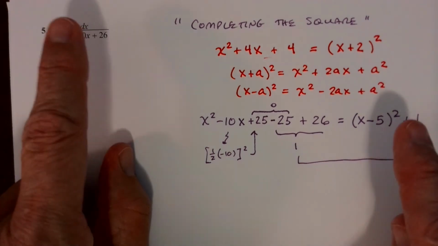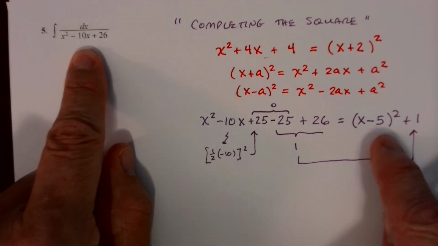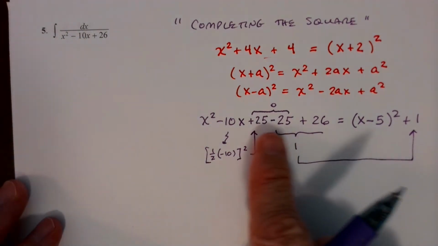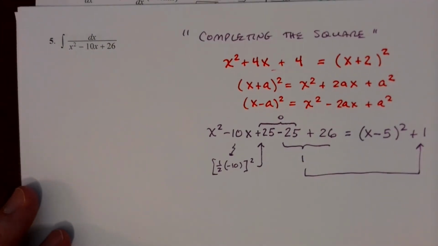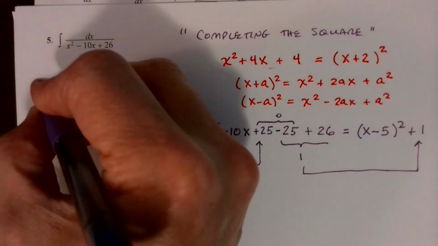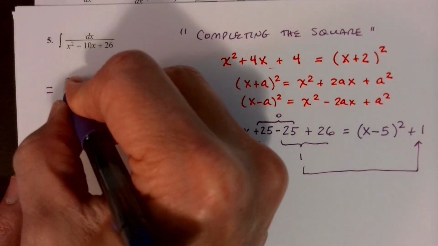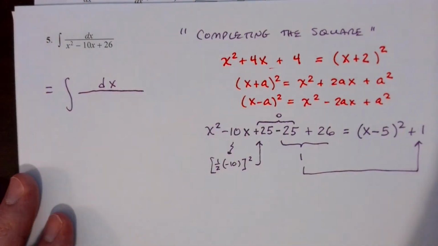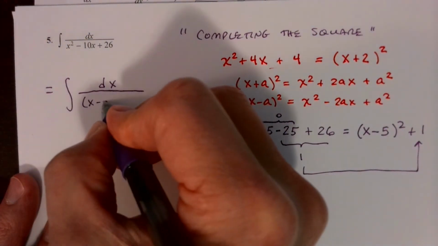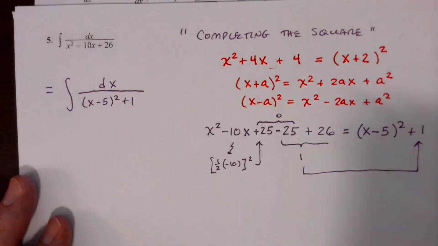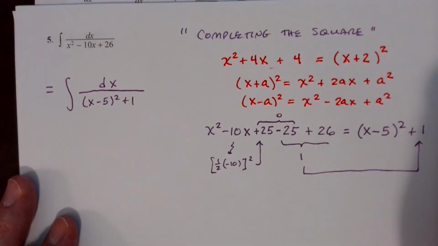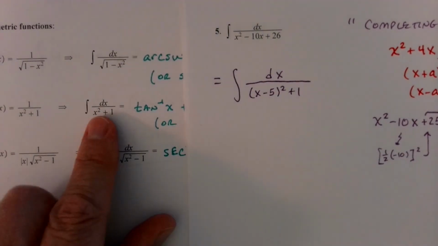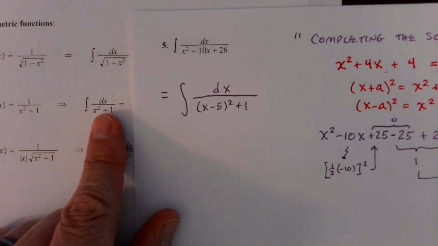This is the same thing, but this now is in the form we need by completing the square. And you have to do this little add and subtract thing to keep things balanced, so to speak, or the same expression. So this is now x minus 5 quantity squared plus 1. Okay. Now, does it look more like, obviously, our tangent inverse integral now?